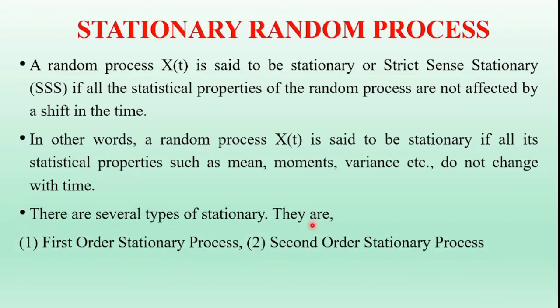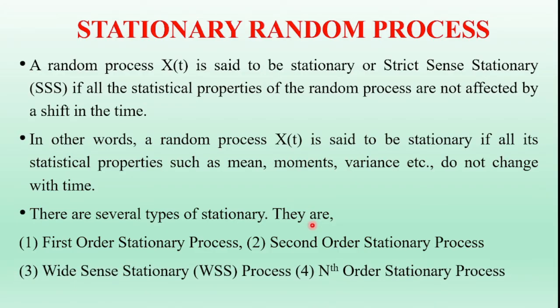Depending upon the density functions of the random variables of the process, there are several types of stationary processes. They are first order stationary random process, second order stationary random process, wide sense stationary random process, and nth order stationary random process.